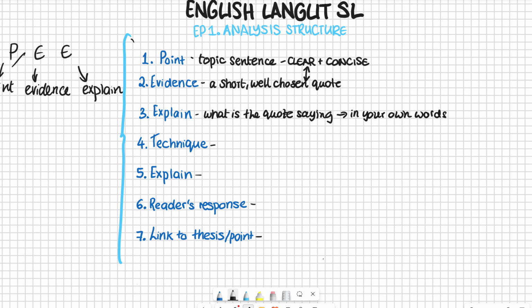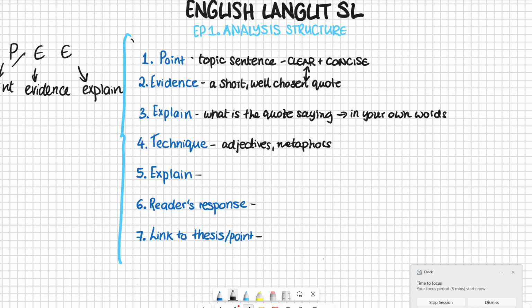Now, the next thing we move on to is a technique. So your technique can be as basic as, I said, an adjective, or as fancy as a metaphor. So you're going to pick out a certain technique, so adjectives, metaphors, etc. So this technique is really, really important. And basically what it does is it shows the examiner that not only do you know what your quote means, you know the part of your quote that has the biggest impact on the reader.